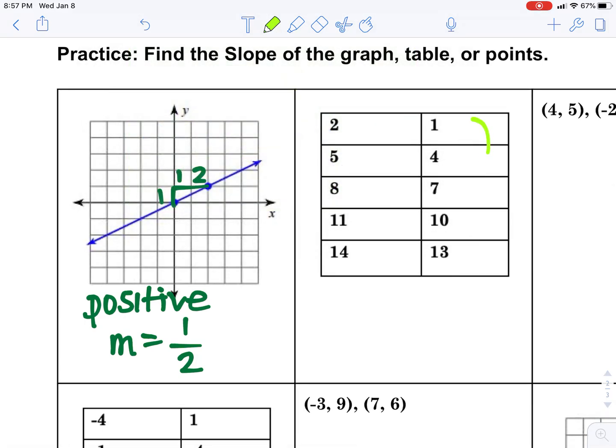Going down the table, we're going to look at the y pattern first. So I see +3, +3, +3. So my change in y is 3. I'm going to go down my x pattern second. So I see +3, +3, +3. And you do want to check it all the way down the entire chart in case it skips a line and it doesn't follow that exact pattern. So this simplifies down to a slope of 1.